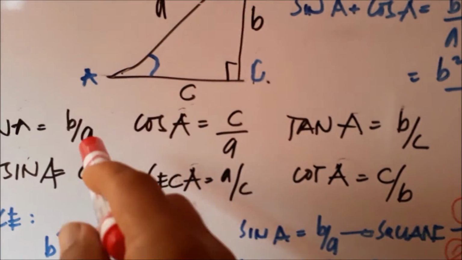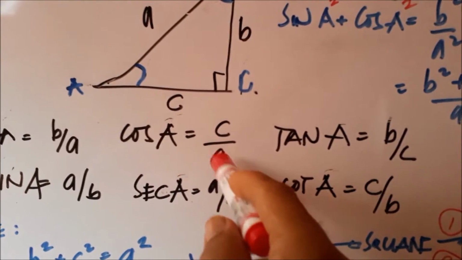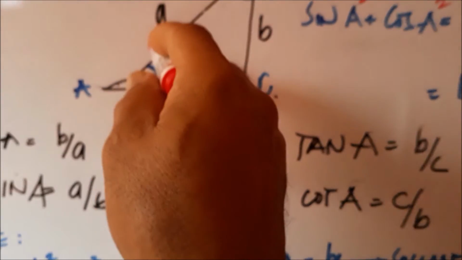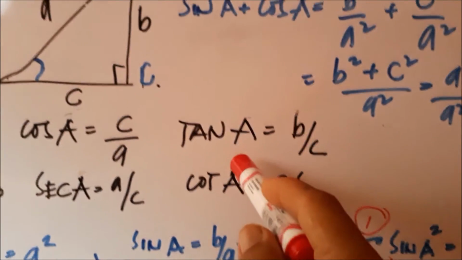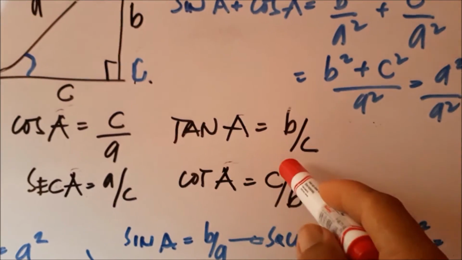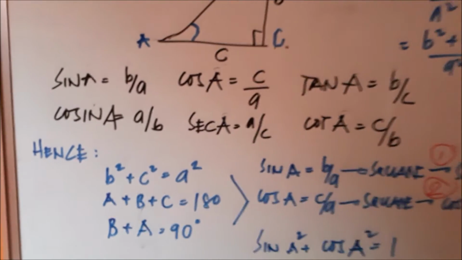And then we have cosine A, which is the adjacent side over the hypotenuse. We have tangent A, which is the opposite side over the adjacent side. Okay, let's take the reverse functions.